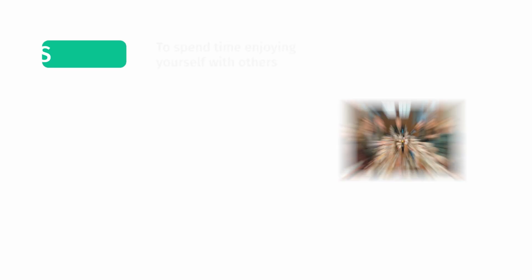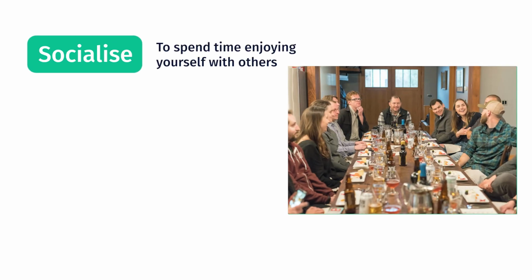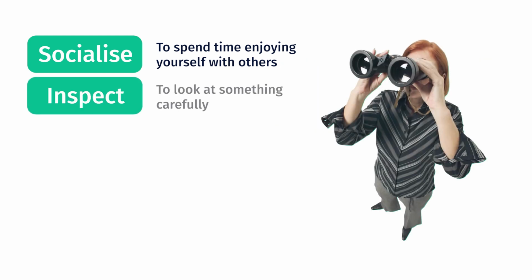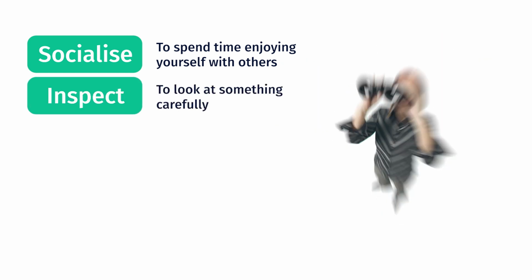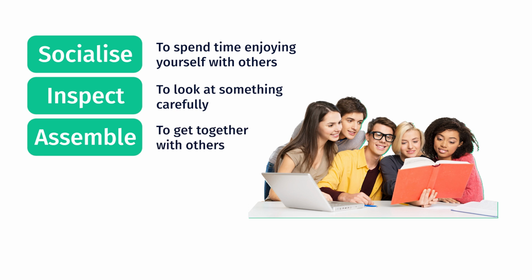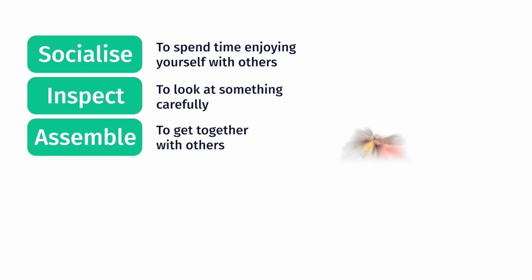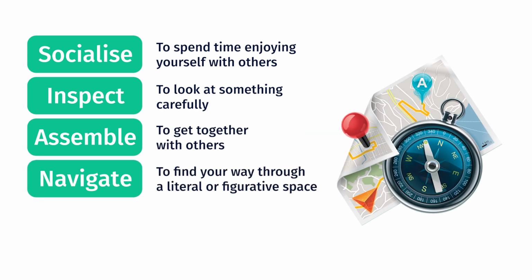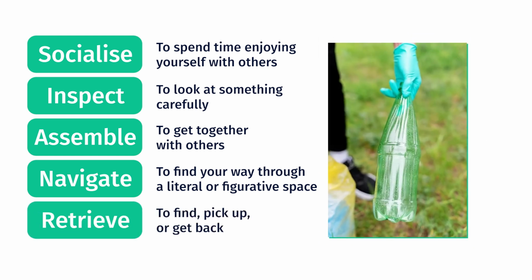First of all, we have socialize, that's spending time in a fun way with other people. 2 is inspect, that's to look at something very carefully. 3 is assemble, when lots of people come together. 4 is navigate. Navigate means to find your way through a place. And then 5 is retrieve, which is to go and get something back. So you might have dropped your watch, you go and retrieve it.